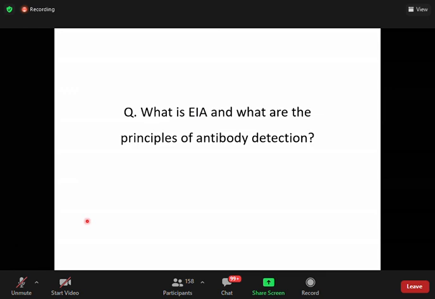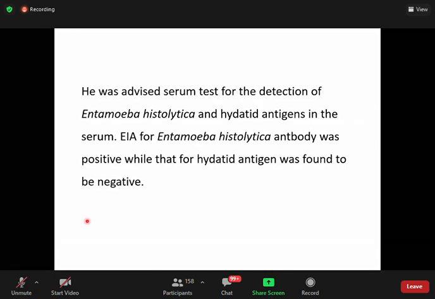So what is EIA? Enzyme... No, you're missing some letters. Is it ELISA? No, it is not ELISA. It is enzyme immunoassay. Enzyme-linked immunosorbent assay is ELISA, and this is different from ELISA.